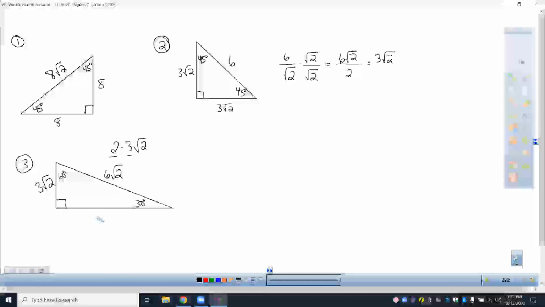Then to go short to long leg, we multiply by the square root of 3. So then here you can multiply the numbers that are underneath the square roots. So that would be 6. So we end up with 3 square roots of 6.